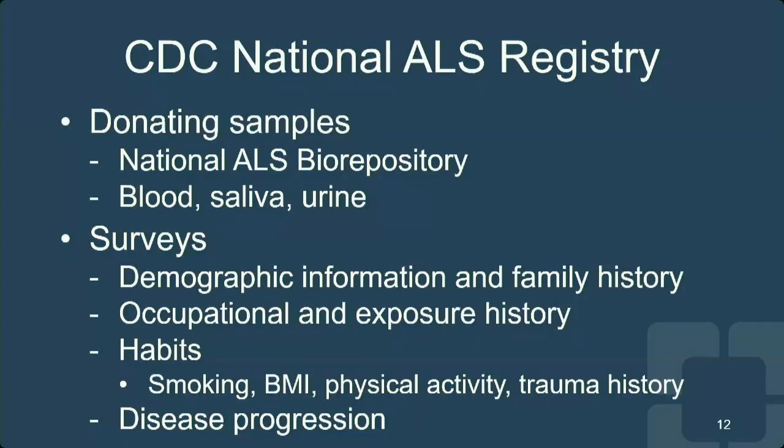There are a number of surveys, sort of demographic surveys, occupational surveys, different habits. They have an option for tracking disease progression through questionnaires, as well as donating samples. So that can be blood, saliva, and urine. They have this National ALS Biorepository that can be used by researchers. So both the surveys and the samples can be accessed if you go through the CDC and put in a proposal. They can allow you access to the data and to the biologic specimens, which is another option for ongoing research into ALS and causation.